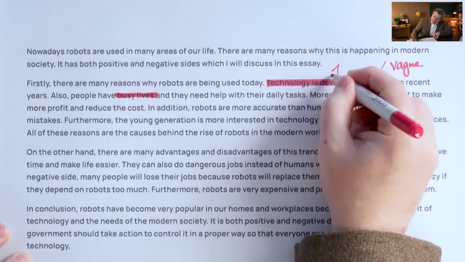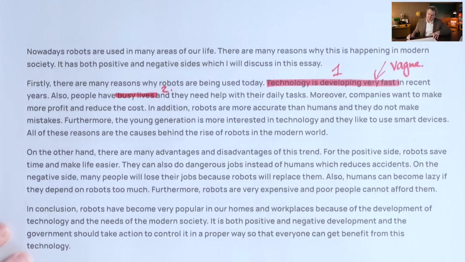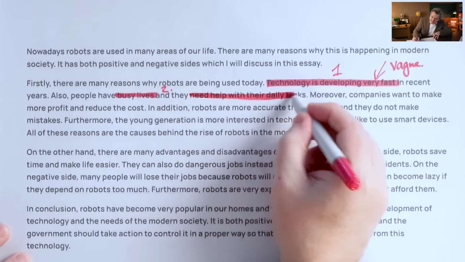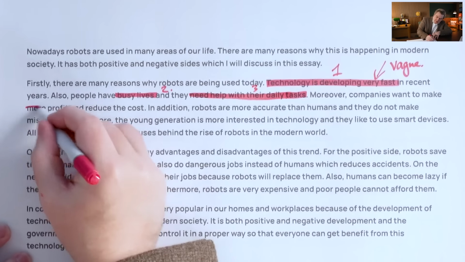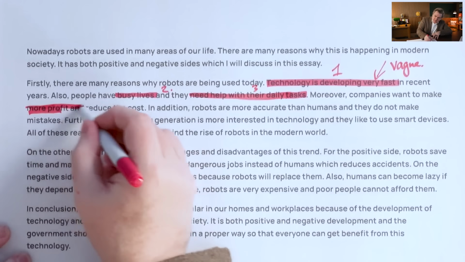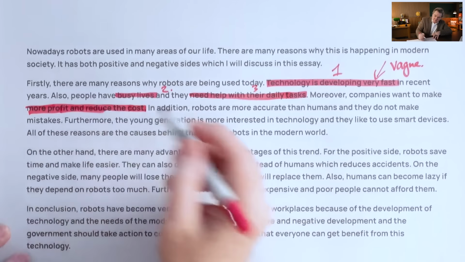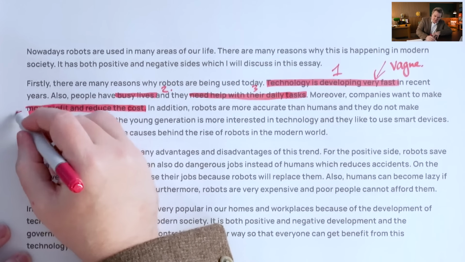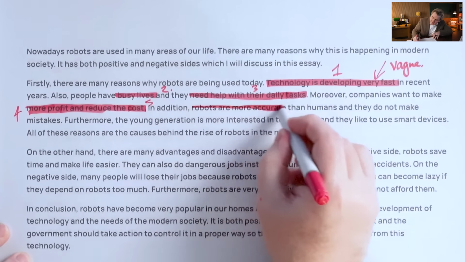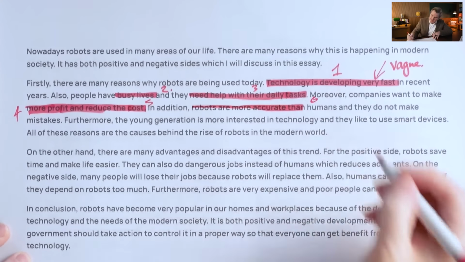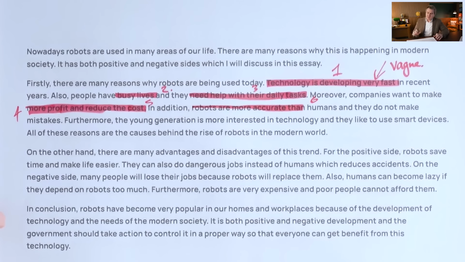So she has 1 idea, 2 ideas. They need help with their daily tasks. We have 3 ideas here. Companies want to make more profit and they want to reduce costs. Idea number 4, idea number 5. Robots are more accurate. Idea number 6. You get the point. This student has done something that many, many students do, which is brainstorm.